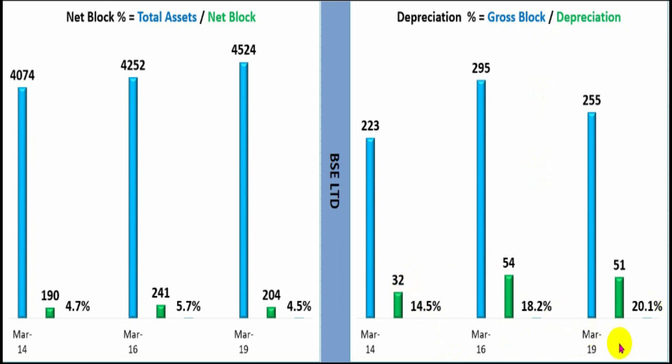In March 19, the depreciation being charged on the assets of 255 crores was 51 crores, which works out to around 20%. Seems a little higher and needs to be checked as to why the company is depreciating its assets at such a high rate. Mostly when the assets are intangible in nature, like software or computers, they are depreciated at a much faster rate and their lifespan is also very less, and therefore it has to be depreciated at a faster rate. But if someone wants to investigate further, they can look into the financial statements.